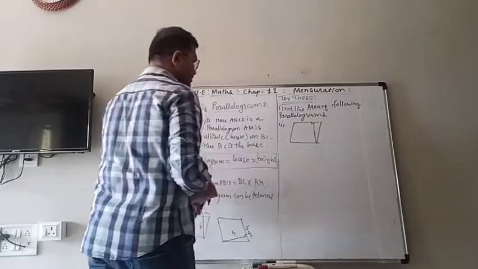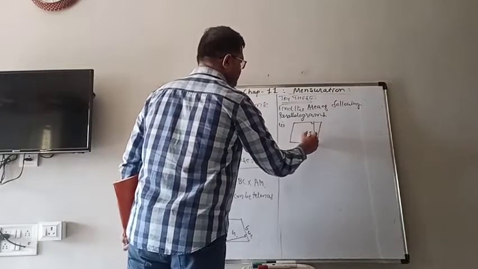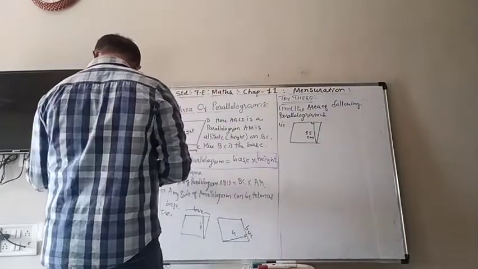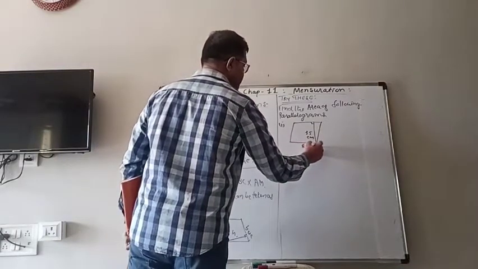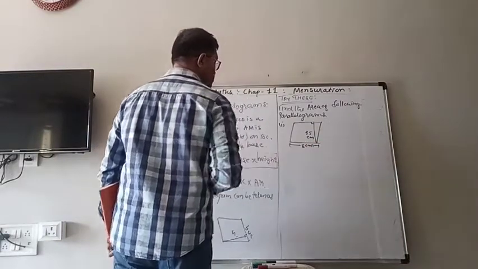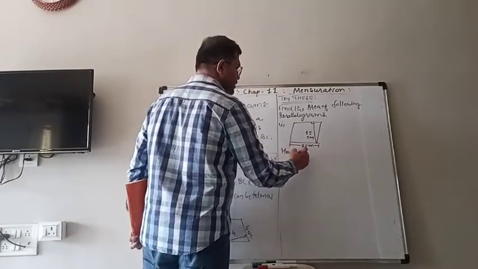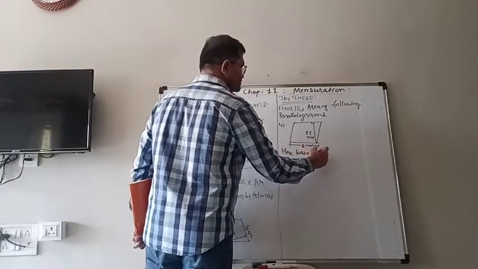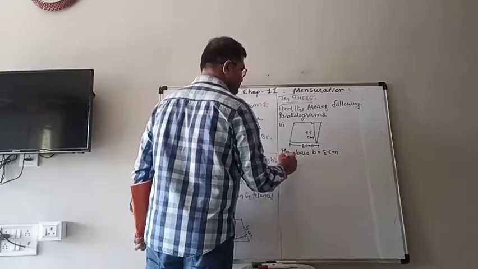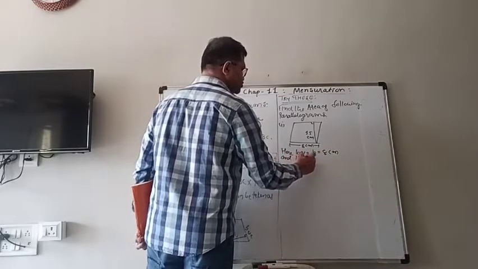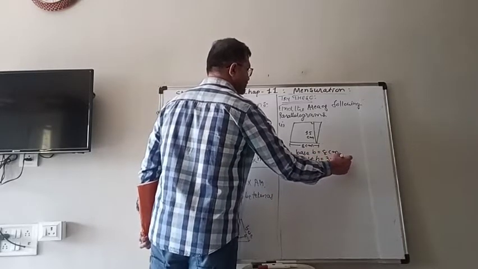The altitude is given like that, which is 3.5 centimeter, and base given here 8 centimeter. So now here base B is equal to 8 centimeter and height H is equal to 3.5 centimeter.